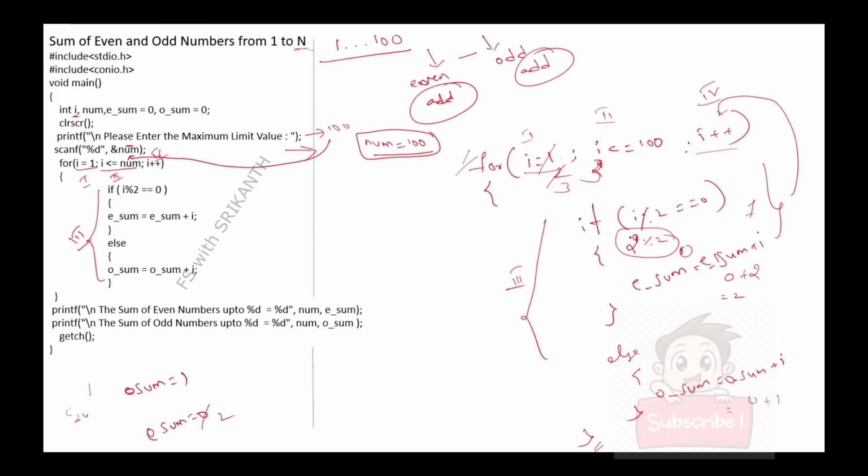Then it tests the condition: 3 modulo division by 2. It returns 1 as a remainder. Why? Because two 1s are 2, and the remaining value is 1 only. So the condition is false. Then the trigger is forwarded to the else block, and the else block is executed.